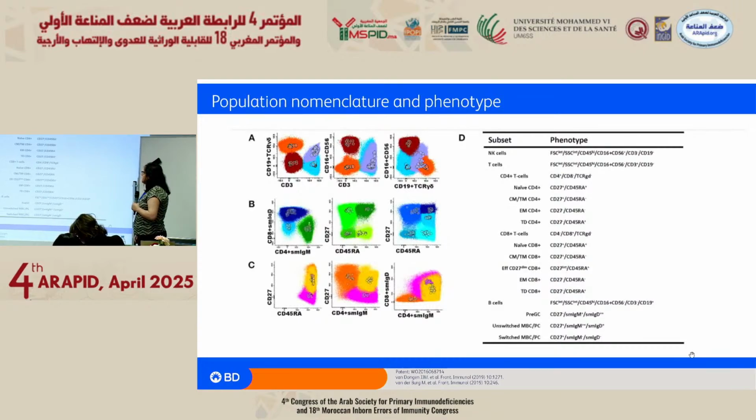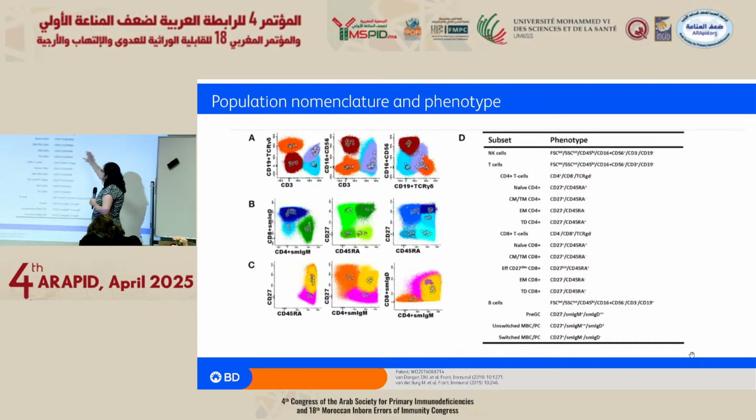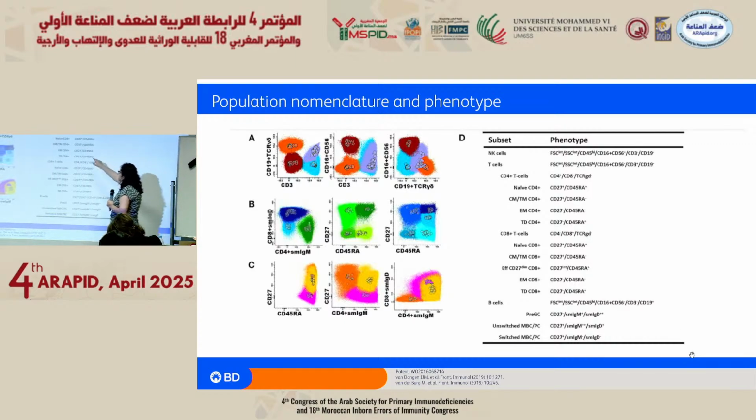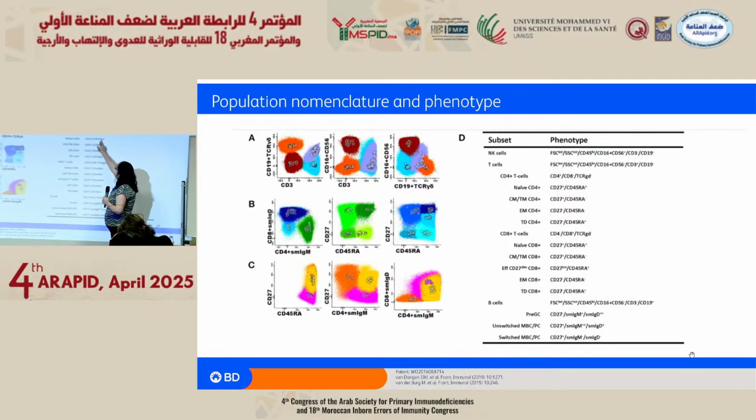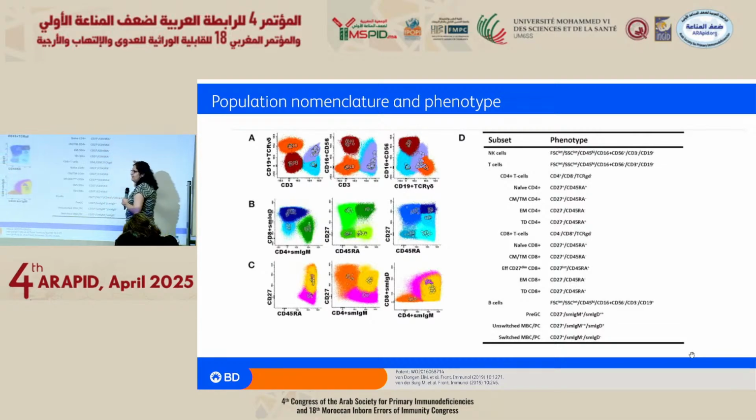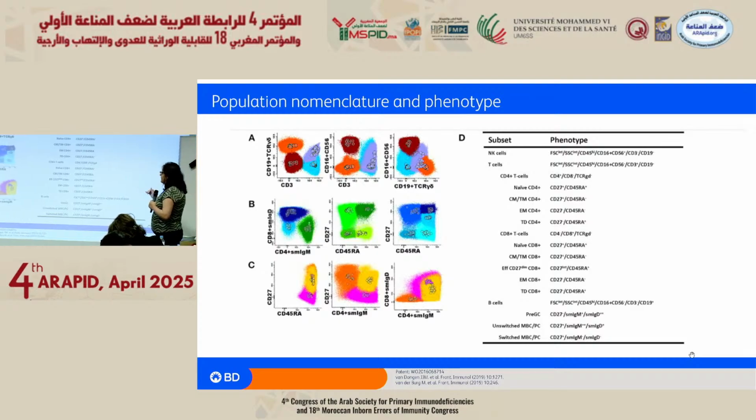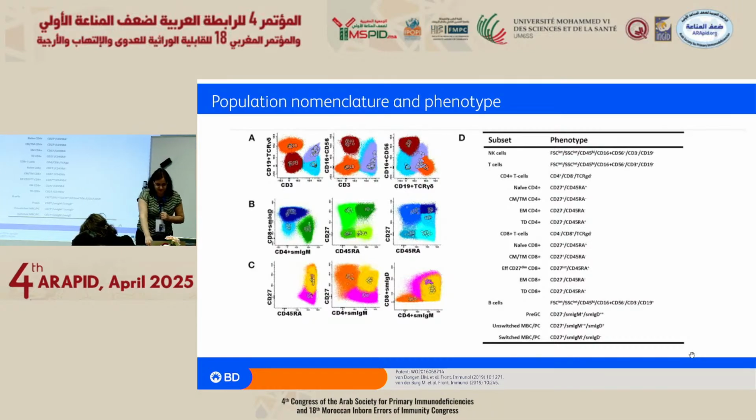They also standardized the way to identify the populations. So each of the 27 subsets, they define how they should be identified. For example, naive CD4, they are CD4, CD27 positive, CD45RA positive. So they define for each of the populations which is the phenotype that should be used to identify those cells. So another standardization.